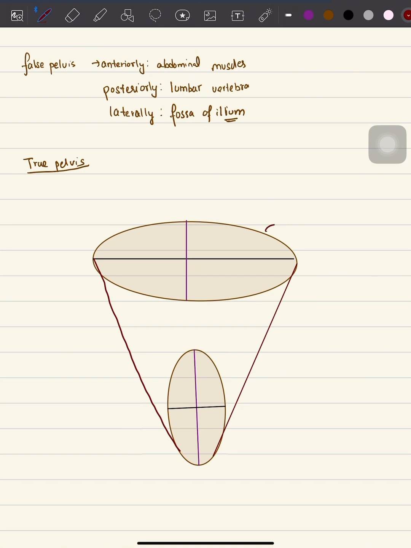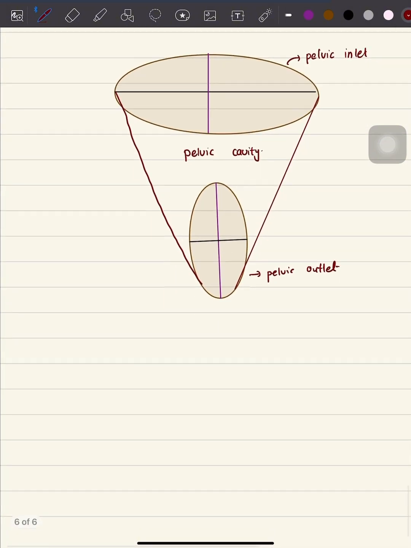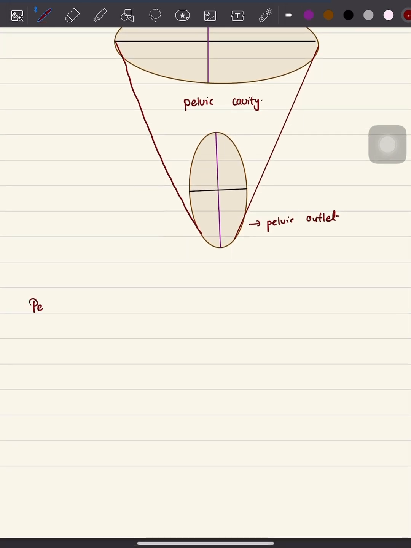So this is the pelvic inlet, and this is the pelvic outlet, and over here is the pelvic cavity. While we discuss these things, let's talk about the pelvic brim, because this is the structure which is dividing the true pelvis and the false pelvis.